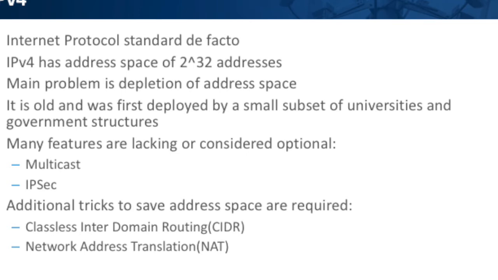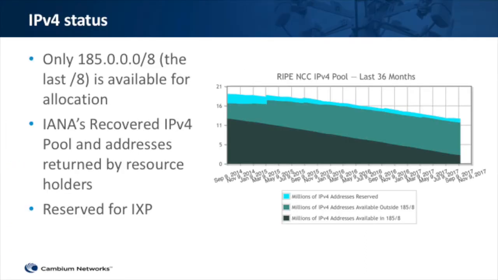And all those things are to solve the issue of depletion of the address space. So how bad is it nowadays? I took this screenshot from the RIPE website, and it is showing us the current IPv4 pool during the last 3 years. As you can see, it is decreasing, and every other year we hear that we don't have any more IPv4 addresses left.